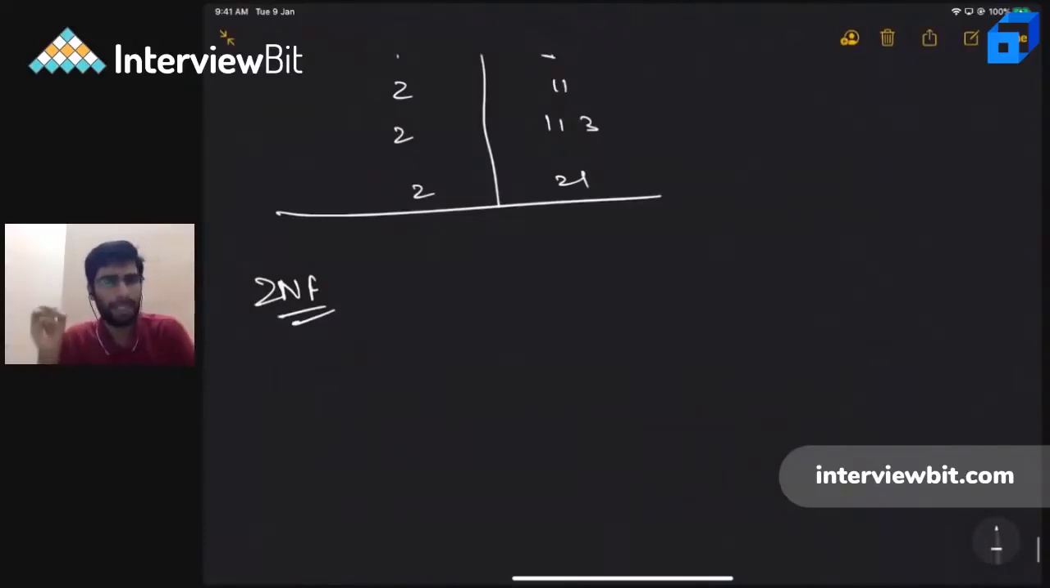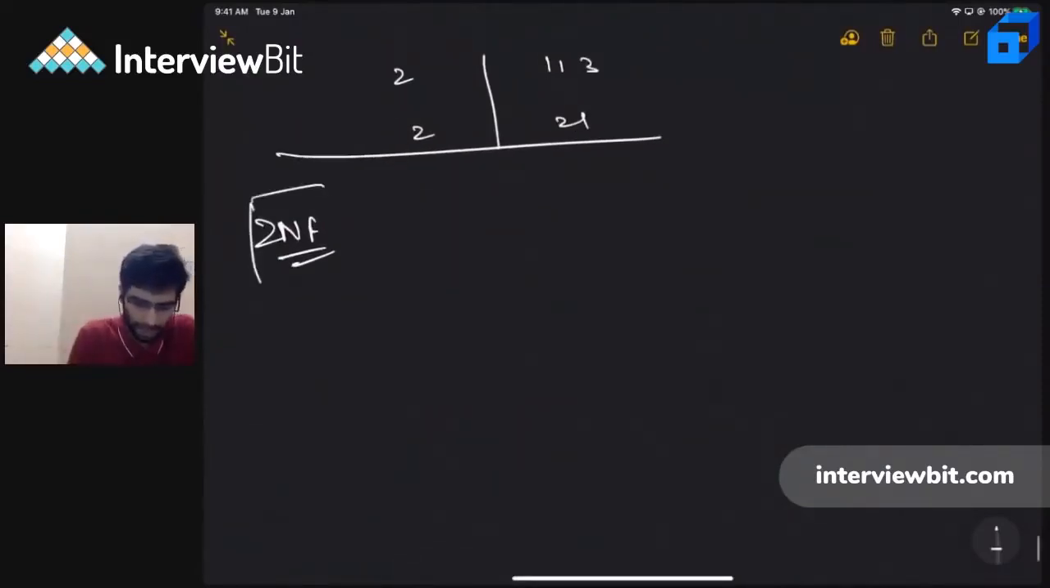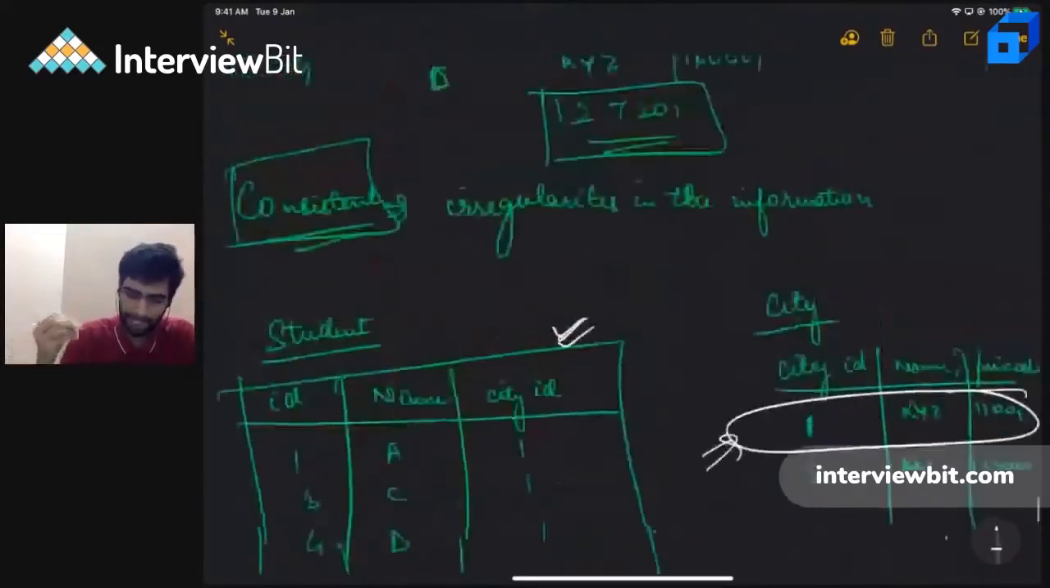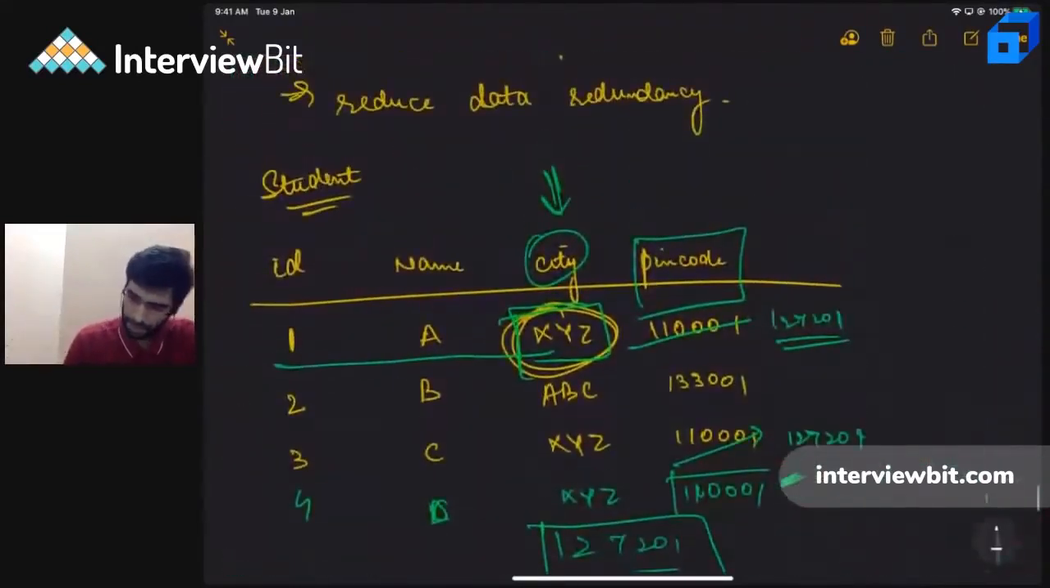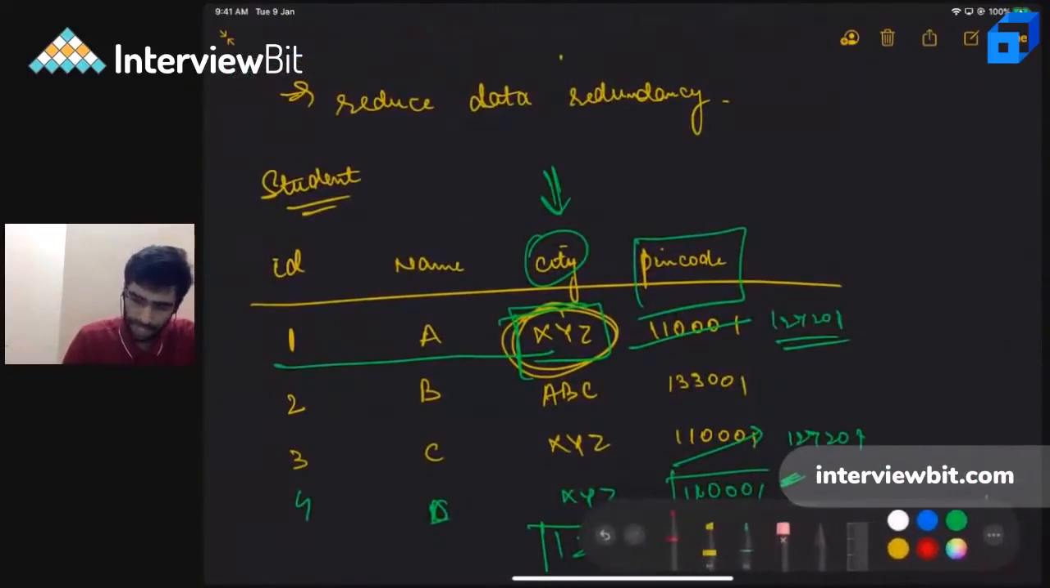The exact theoretical definition of 2NF is that there should not be any column, or a set of columns, that can be uniquely identified by anything other than the primary key or the candidate keys. What are the primary keys and what are the candidate keys? We will discuss in a moment. But let us see the example that we had here.